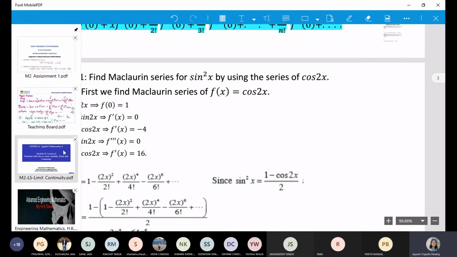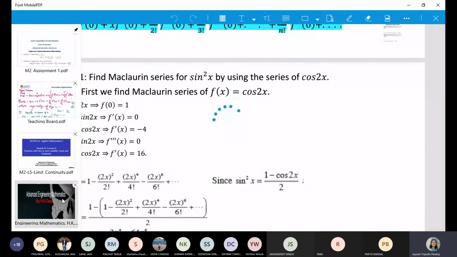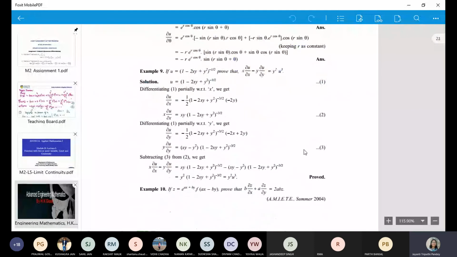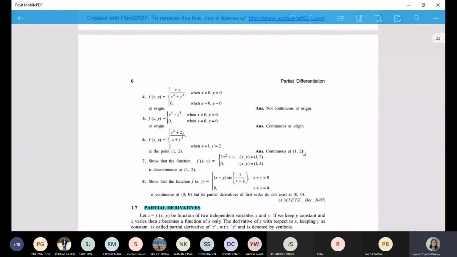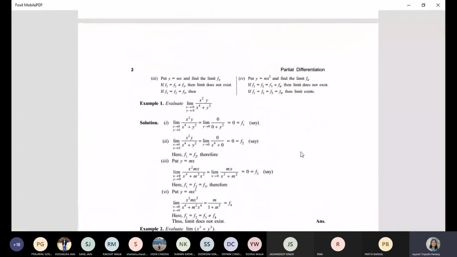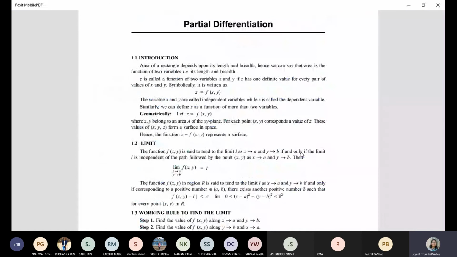So now I want to start with the next part of the questions or next part of the concept of partial derivative. So for that I want to start with the limits and continuity first. This is HK Das, it is already uploaded, you can check it.